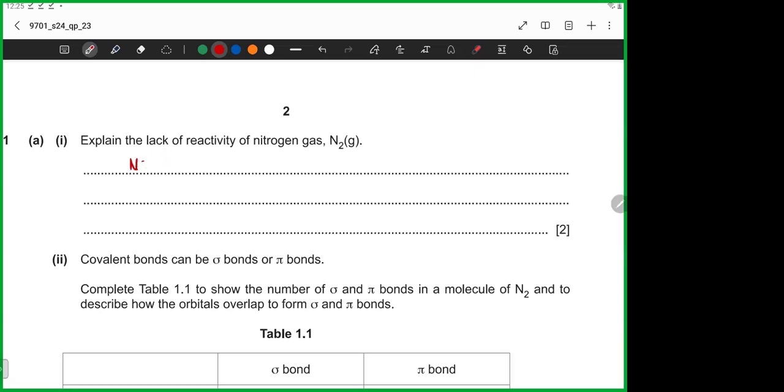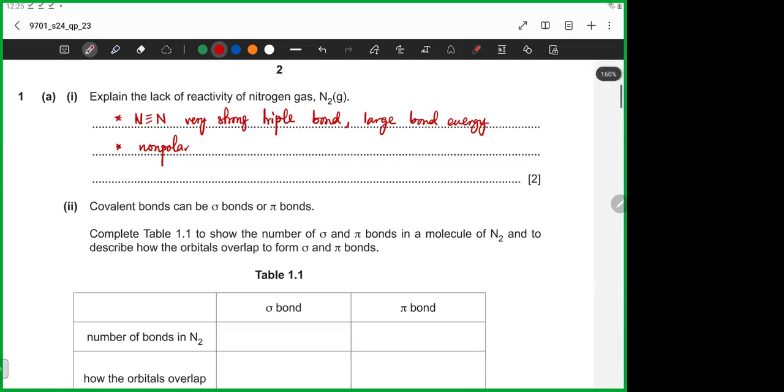Because the first one is it's got a very strong attractive force, the triple bond. Yeah, and it's also because they're non-polar. The second thing is that they're non-polar. So that's point number 1. This is point number 2, that they are non-polar. So they don't really attract molecules.